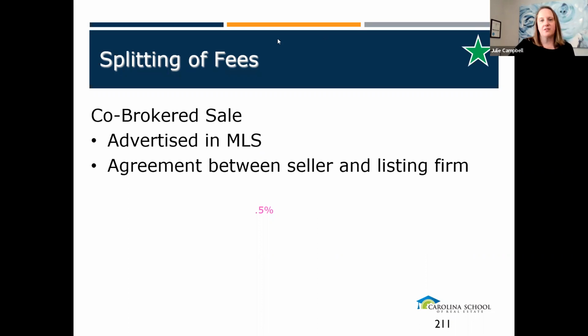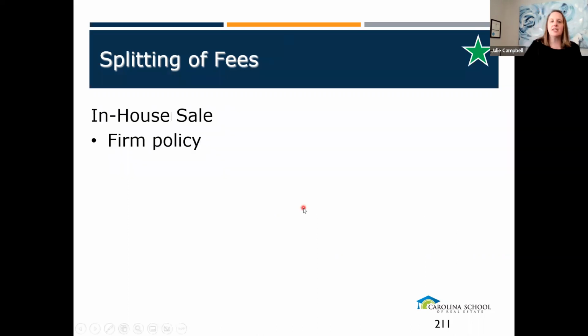Co-broke transactions. How do you get paid in an in-house sale? Well, it depends on the firm's policy. It's got to be spelled out. Remember, I told you guys, look at that independent contractor agreement before you sign. That compensation plan, you should see the compensation structure. Are you going to get paid more or less for an in-house sale, an in-house transaction? Can't really answer that because it's up to your firm's policy.